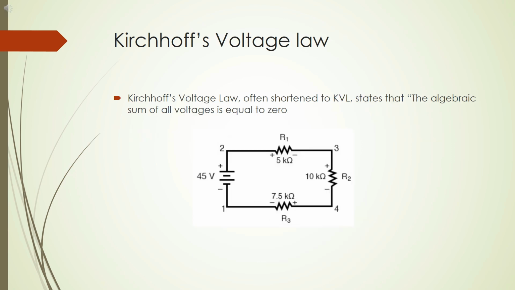Kirchhoff's voltage law, often shortened to KVL, states that the algebraic sum of all voltages is equal to 0. In the figure, if we assume the polarity of the voltage to be the exit of the loop, then we can say positive voltages to the voltage source and negative voltages to each voltage drop. Therefore the total voltage minus the voltage drop at resistance number 1, minus the voltage drop at resistance number 2, minus the voltage drop at resistance number 3, will be equal to 0.